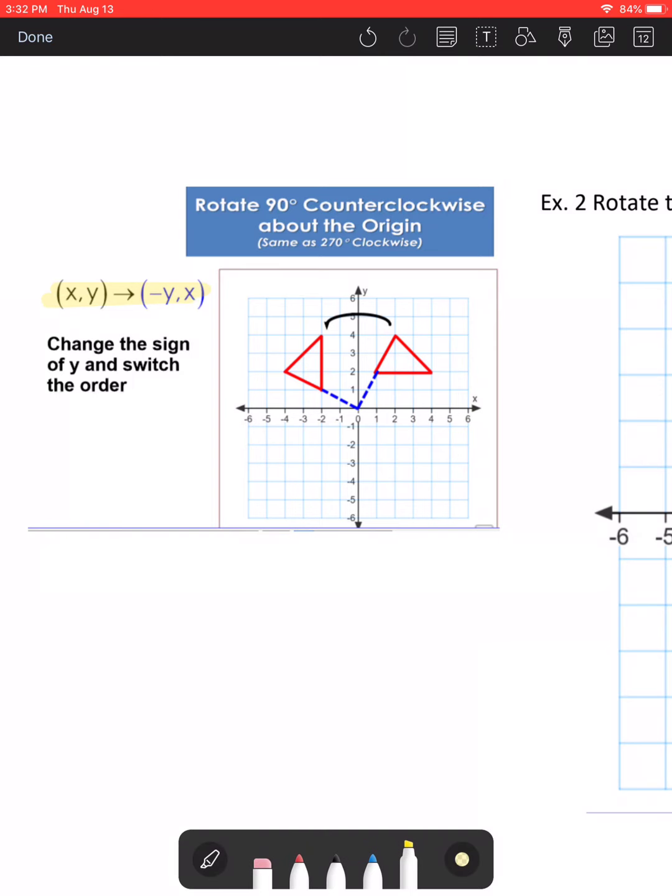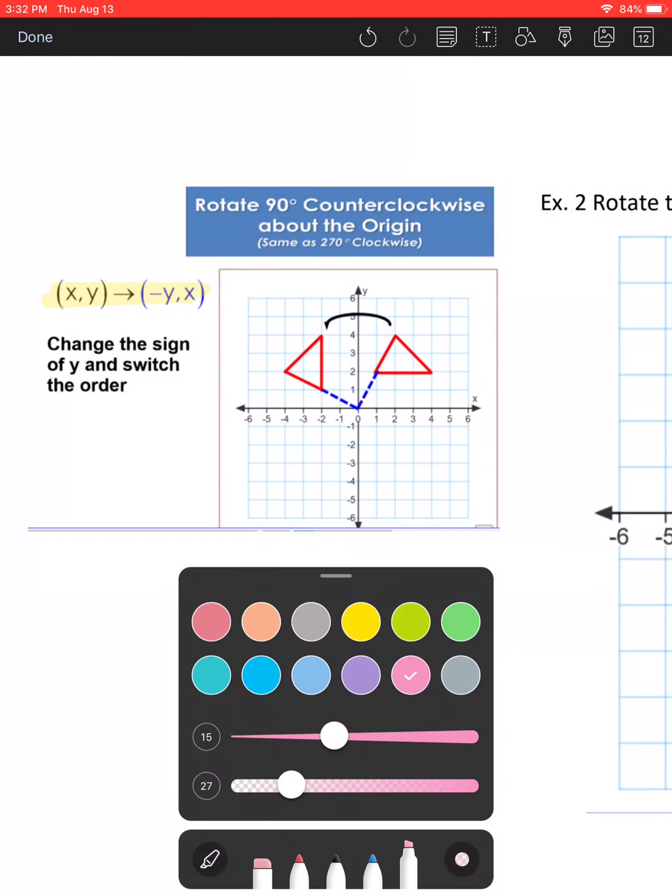Just like before, there will still be a 90-degree angle formed between corresponding vertices and the origin. So you can see that occurring right here.